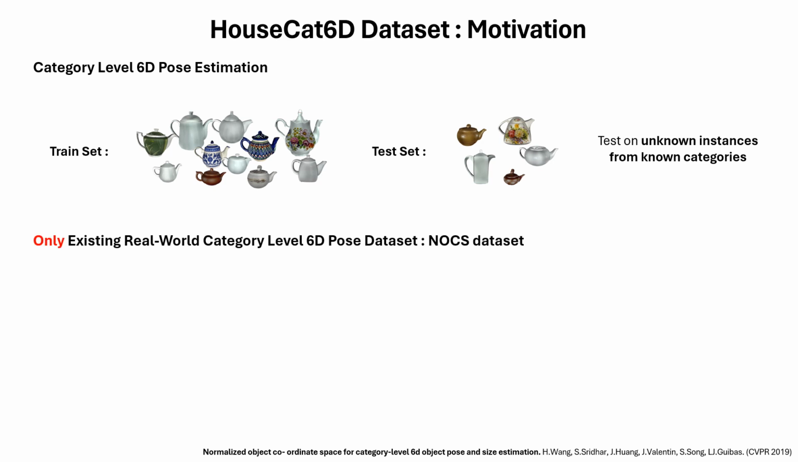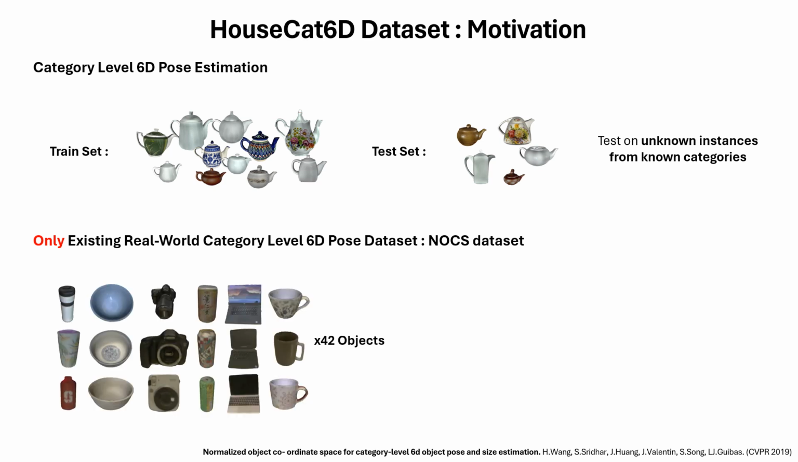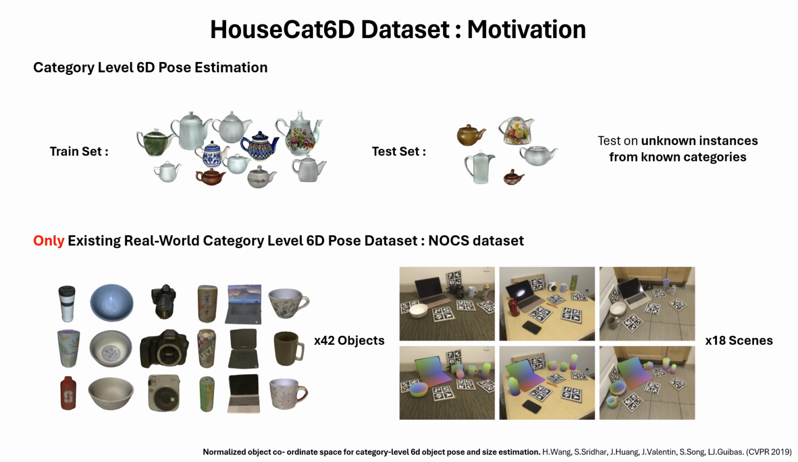The task itself is much more practical than the traditional instance pose estimation problem, but there exists only one real-world dataset that covers categories of household objects, which covers only 3 instances per category, as well as a smaller number of training scenes with a checkerboard visible in all scenes, which makes the dataset less realistic.